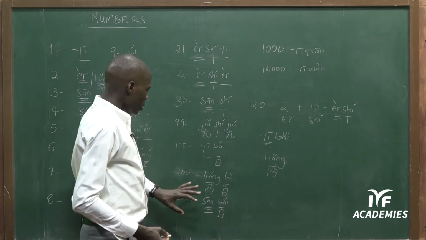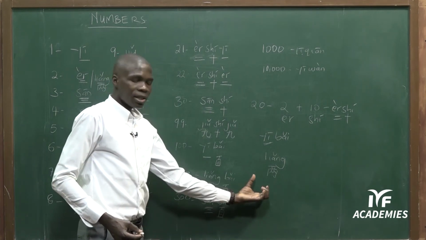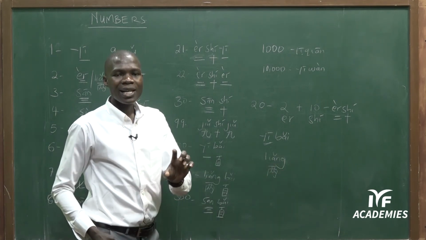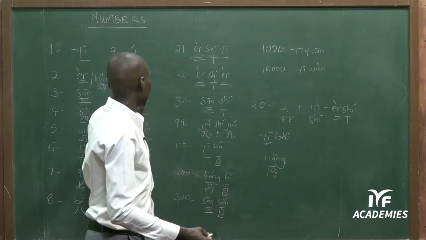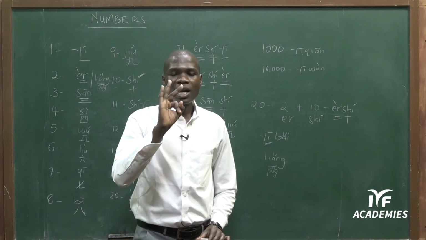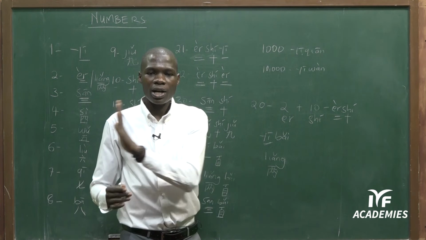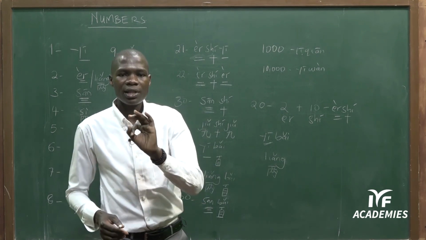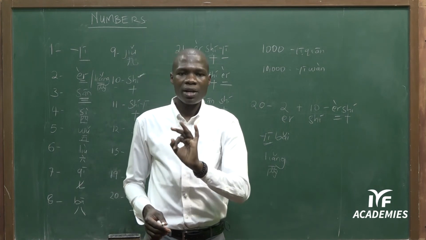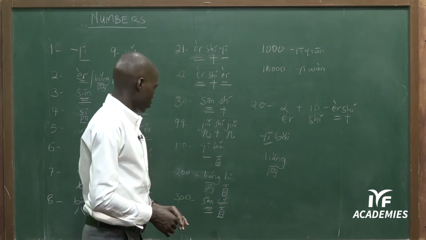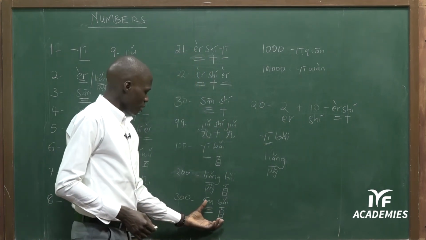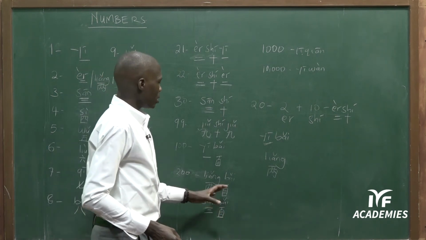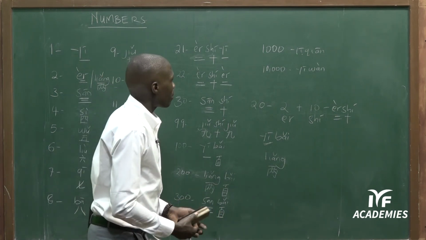When you're talking about 300, it is also 3, then 100. San means 3, as we learned here, then bai means 100. San bai means 300. So when you're talking about these numbers up to 1000, that's how you're going to talk about them.